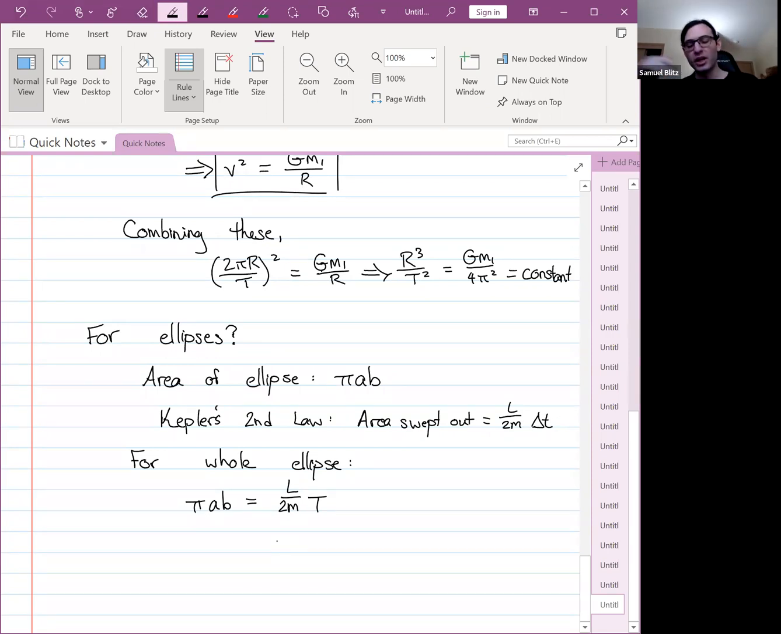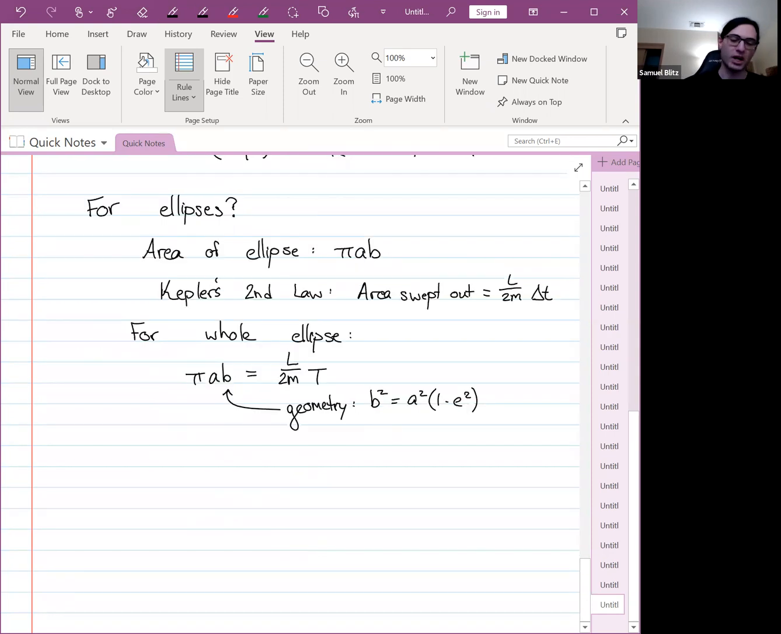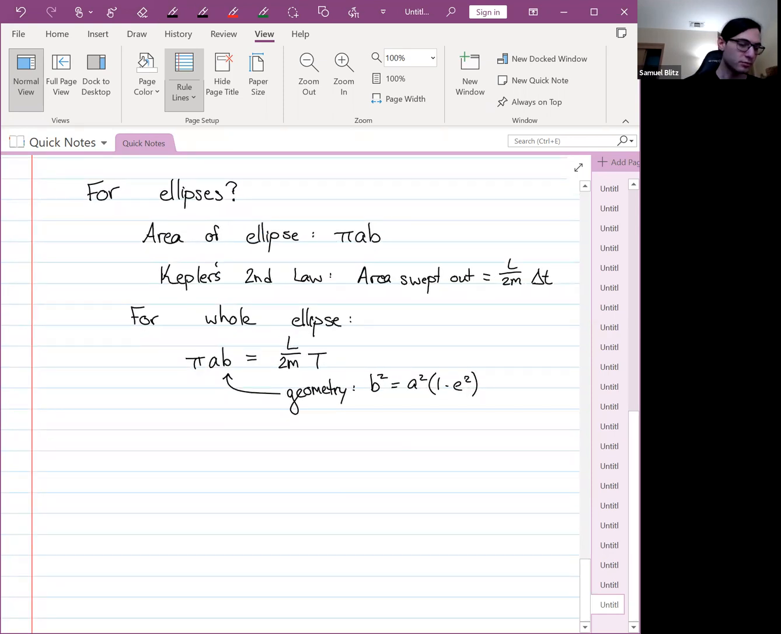In this case, we have A and B, and we don't want B. We want to relate the orbital period to the semi-major axis alone. So now we just have to use a little bit of geometry, which you may not know off the top of your head. This is just a geometric fact about ellipses, that B squared is equal to A squared times (1 minus e squared). It's just a fact. You can go home and check it. And so we can plug that in for B. So rather, we can square this whole thing and then plug that in for B squared. And we get that π squared A squared times A squared (1 minus e squared) equals L squared over 4m squared times T squared. I just squared this whole thing, and then I plugged in B squared is equal to A squared times (1 minus e squared).